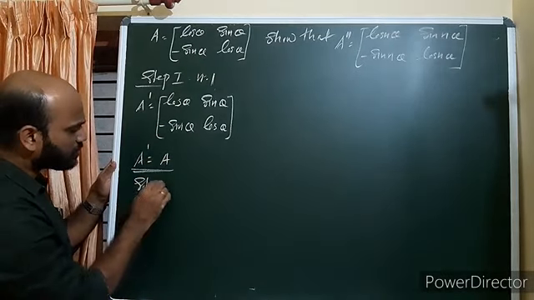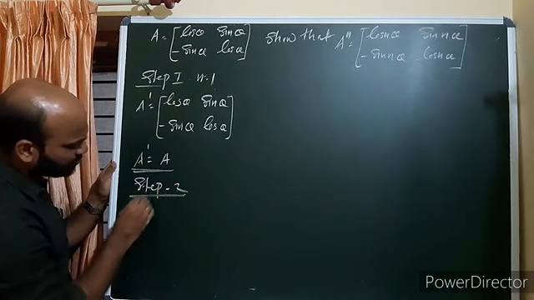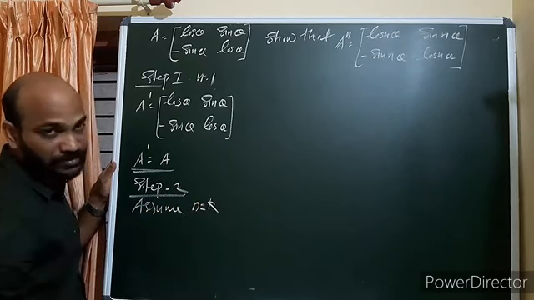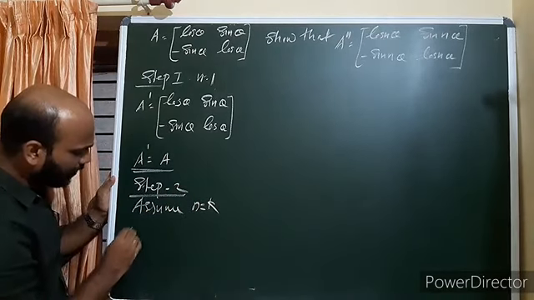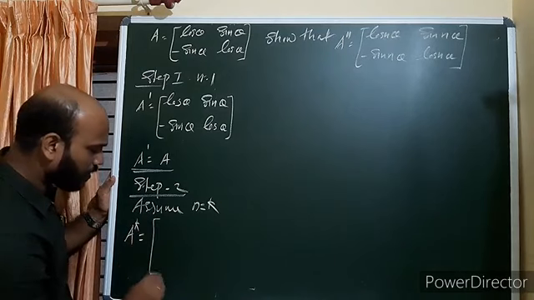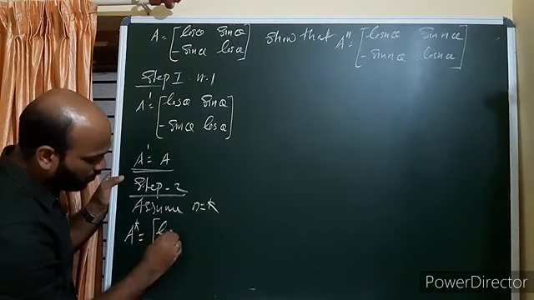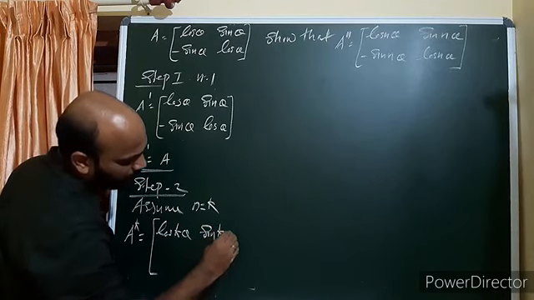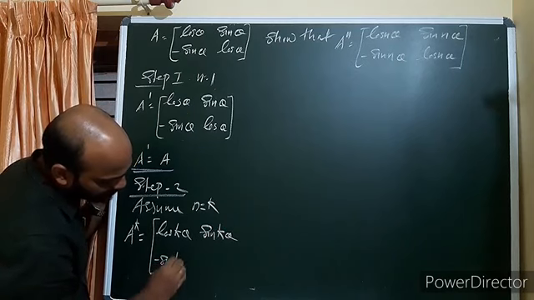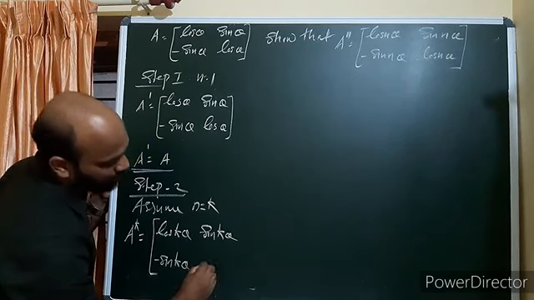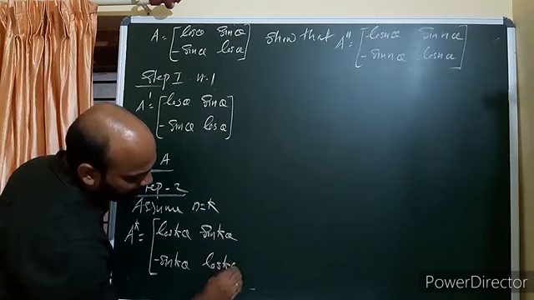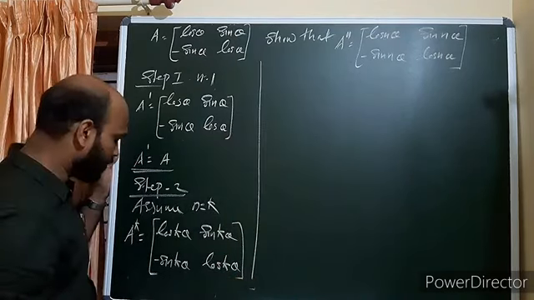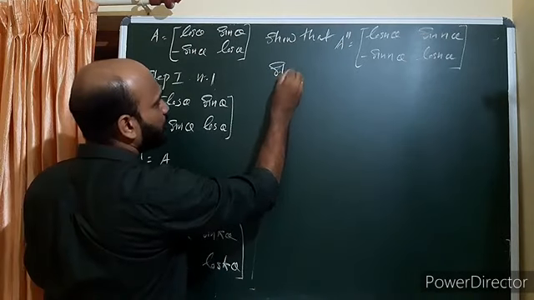Now step 2. Assume that the result is true for n equal to k. This we are assuming only. So we'll get the left hand side as A raised to k equal to the right hand side, the matrix cos k theta, sin k theta, minus sin k theta and cos k theta. Now we want to show the result is true for n equal to k plus 1. That is our step 3.